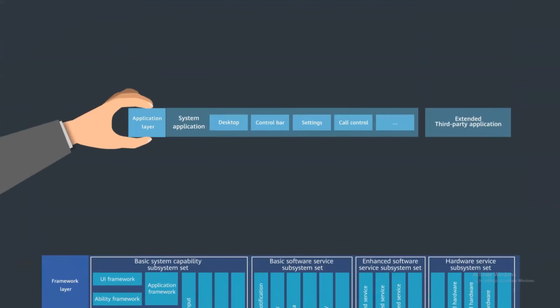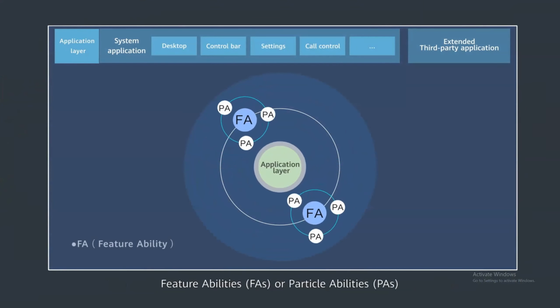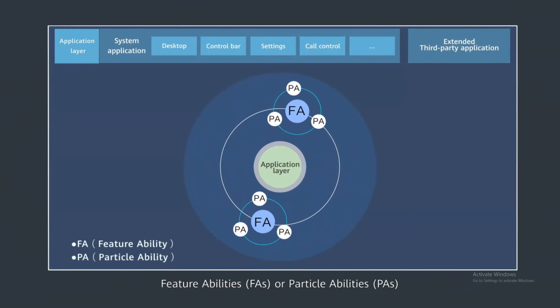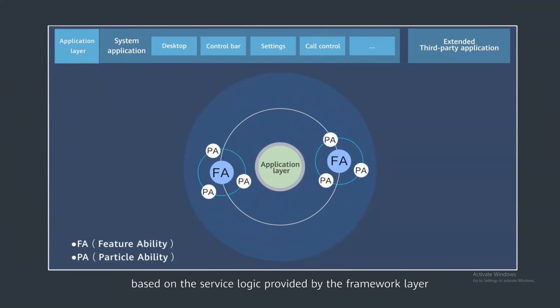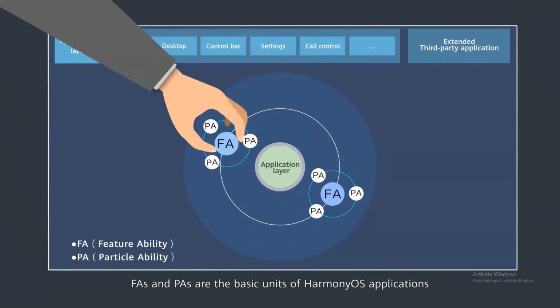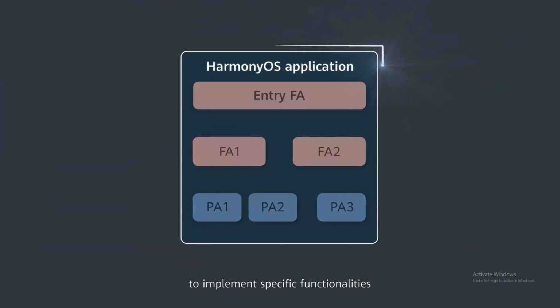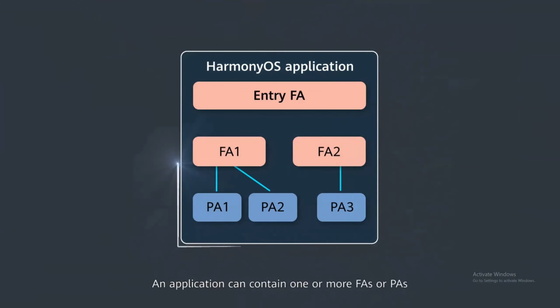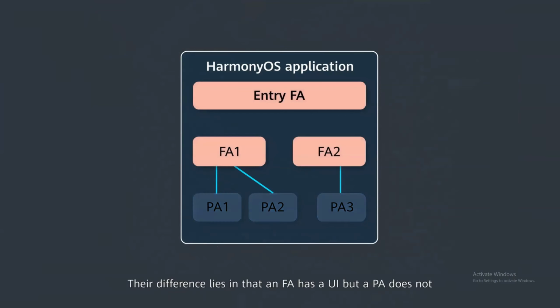The application layer allows you to develop applications powered by feature abilities FAs or particle abilities PAs based on the service logic provided by the framework layer. FAs and PAs are the basic units of HarmonyOS applications to implement specific functionalities. An application can contain one or more FAs or PAs. Their difference lies in that an FA has a UI, but a PA does not.